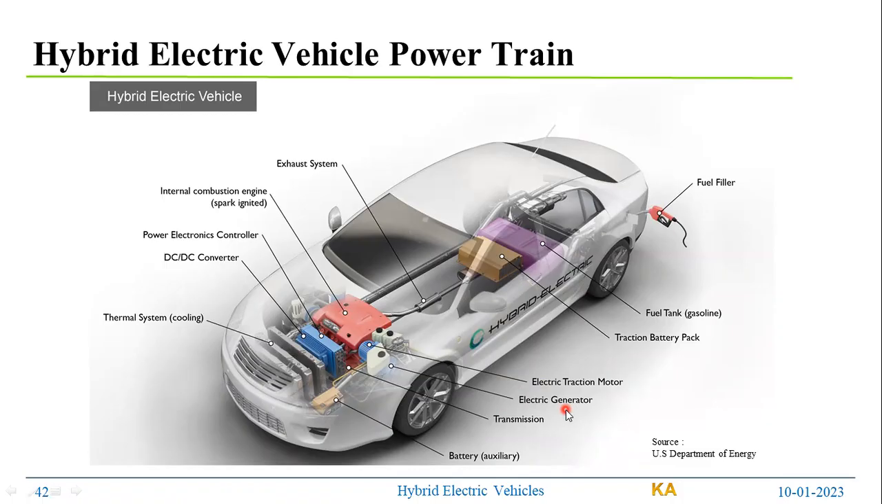So it depends on the requirement. Sometimes you only require a motor, sometimes both a motor and a generator. And when you have a battery and a motor, there is some conversion requirement. The motor is an AC motor, while the battery output is DC. Those requirements are met by a power electronics controller and a DC-DC converter. Sometimes this power electronics controller can also be called a motor control unit or an inverter. Different names can appear in the literature.